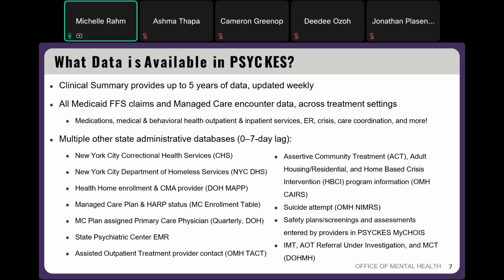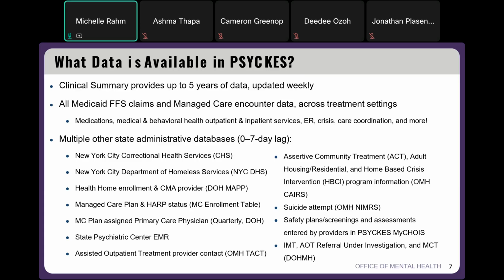But that's why we have our other state administrative databases, and these are considered more real time with a 0 to 7 day lag from the time that the service occurs to the time it shows in PSYCKES. So we have a list here. I won't go over all of these, but just to name a few, we have Department of Homeless Services coming from DHS. So you can see if somebody's been in outreach with DHS for homeless services or if they've stayed at a shelter. You can see the admission and discharge date, the shelter director contact information, the shelter name, etc.